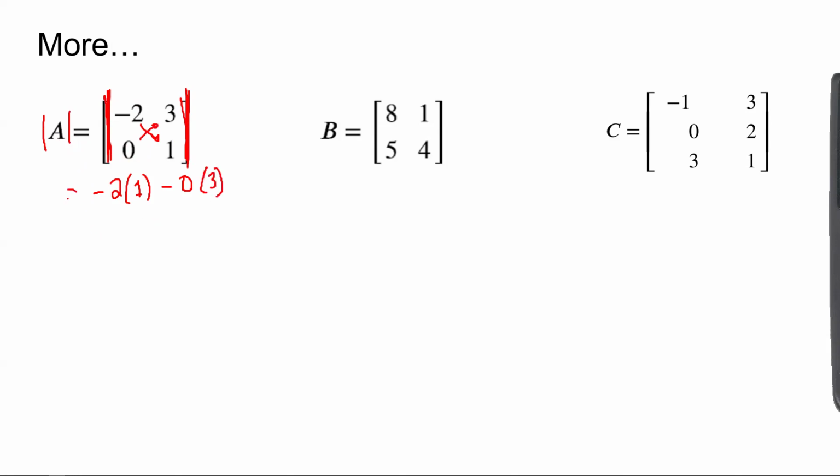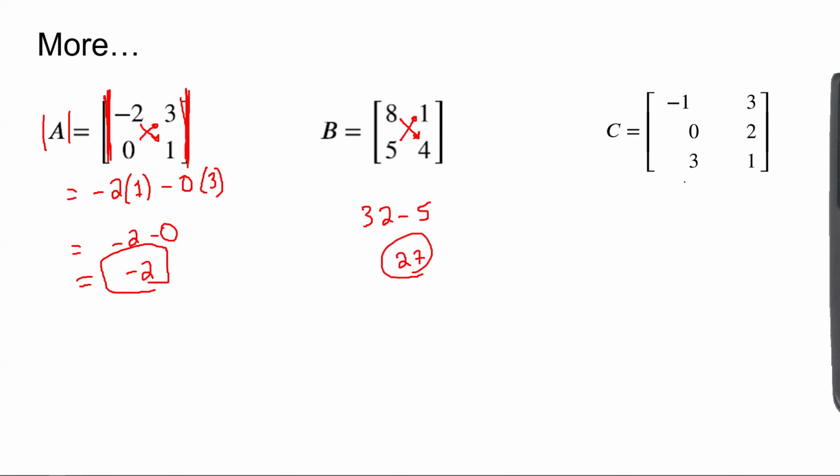And of course, here I would have -2 minus 0 would be -2. That's the determinant. That's this number that we need in order to do Cramer's rule. Over here, I would go 8 times 4, which would be 32, and I would subtract 5 minus 1, and that's going to be 27.